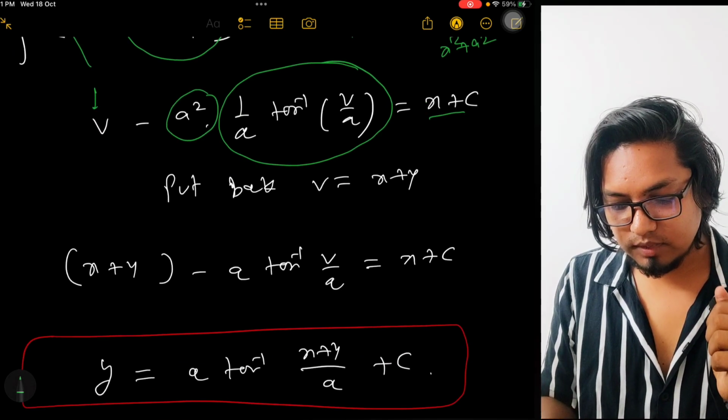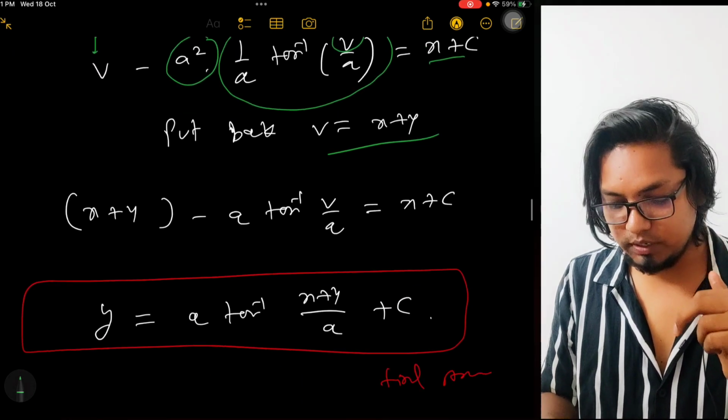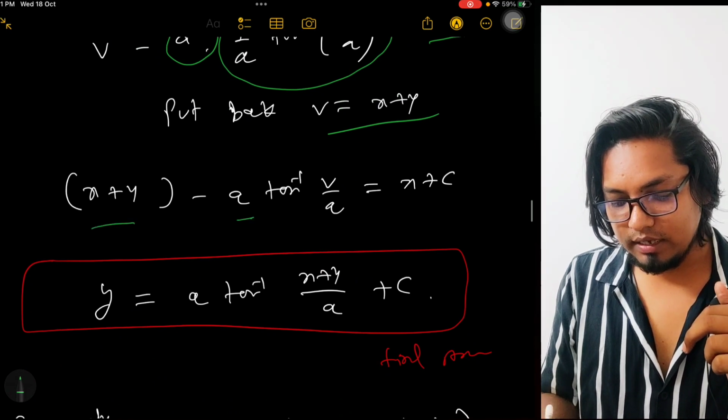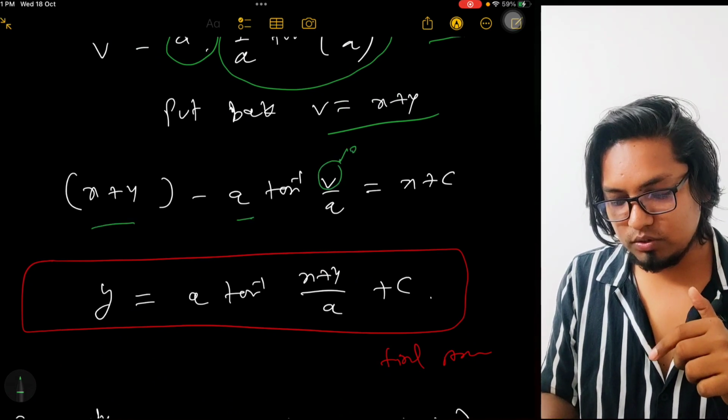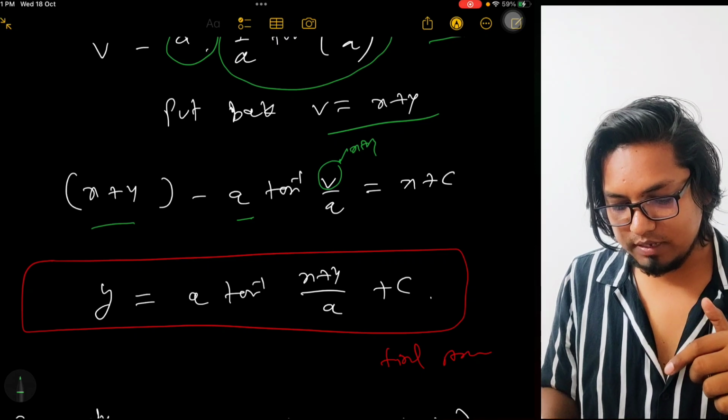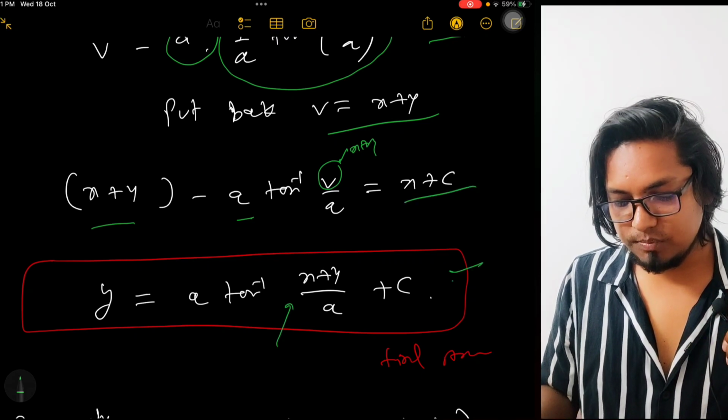Now this v value you can replace as x plus y, so you'll be getting x plus y by a, and sorry, here I forgot to replace, here also x plus y will come. So in the final answer I have written here x plus c. So this became your final answer.